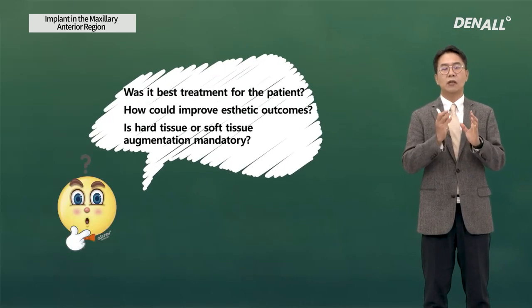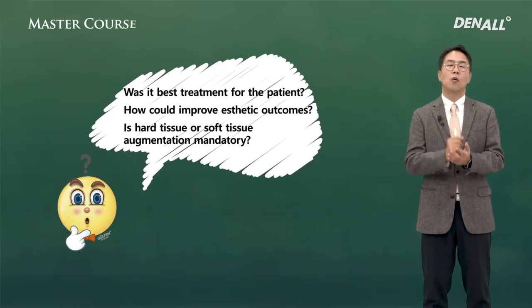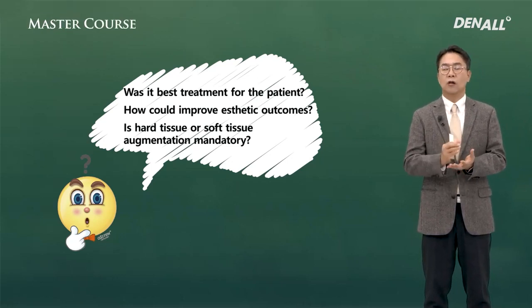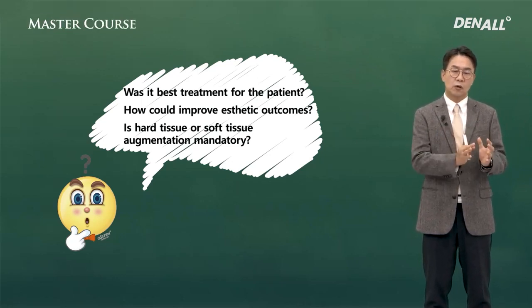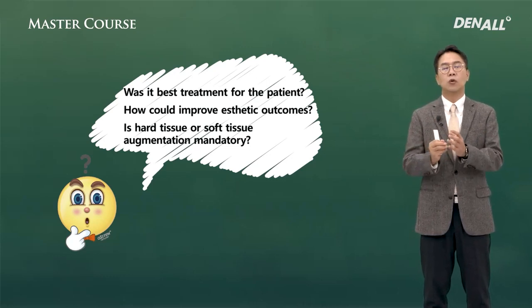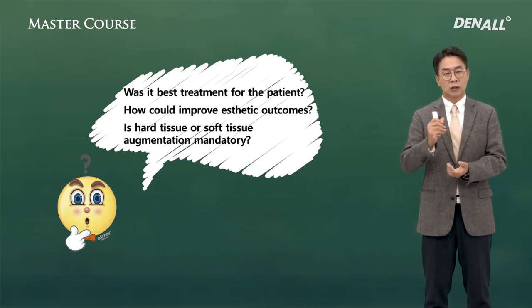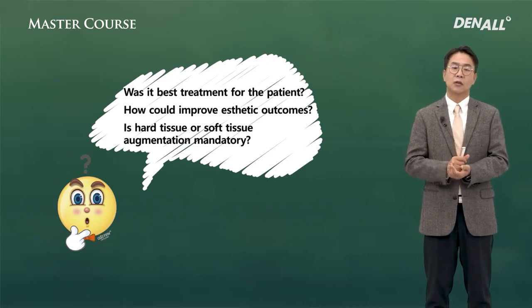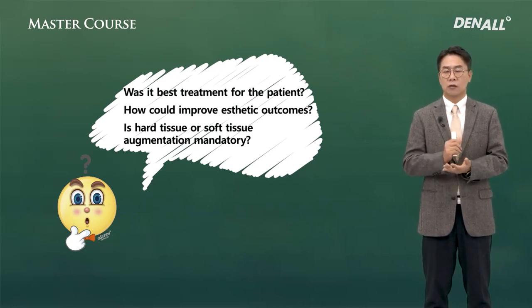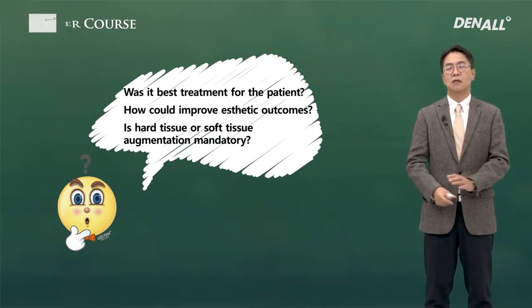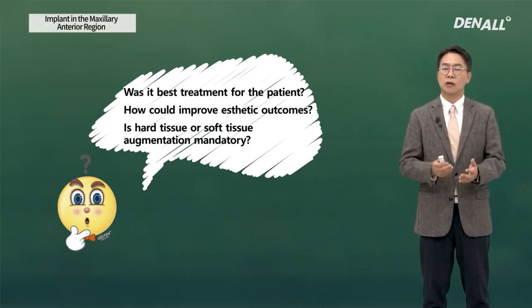So we need to think about whether the treatment was the best for the patient. That should be reflected upon. If it was not the best treatment and if it could have been improved, we need to think about how you can improve the treatment. And we need to think about, is the hard tissue or soft tissue augmentation really necessary?